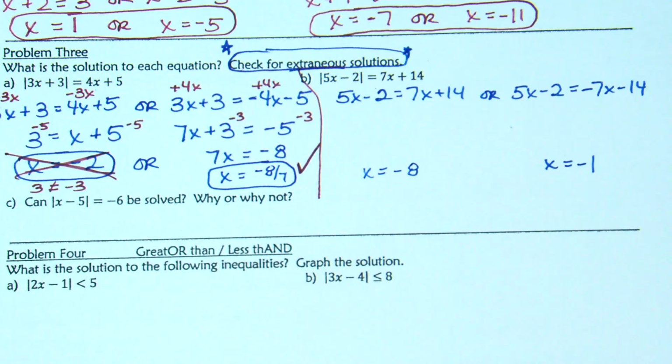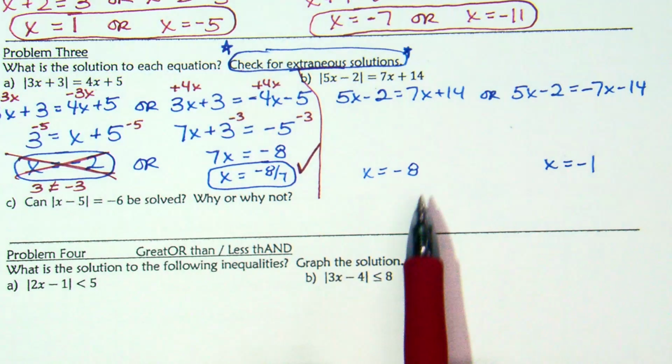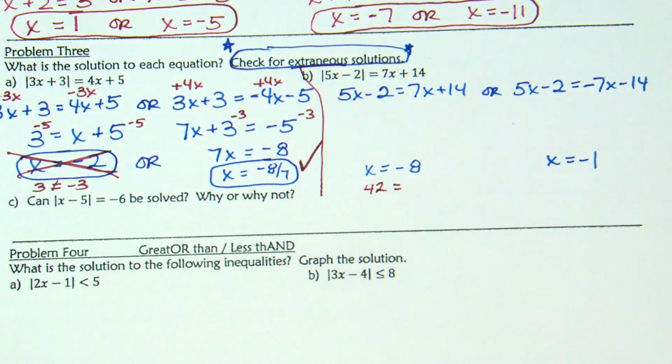If we put in negative 8, 5 times negative 8 is negative 40 minus 2 is negative 42. Absolute value of negative 42. Positive 42. Now put negative 8 in on the right. 7 times negative 8, negative 56, plus 14.